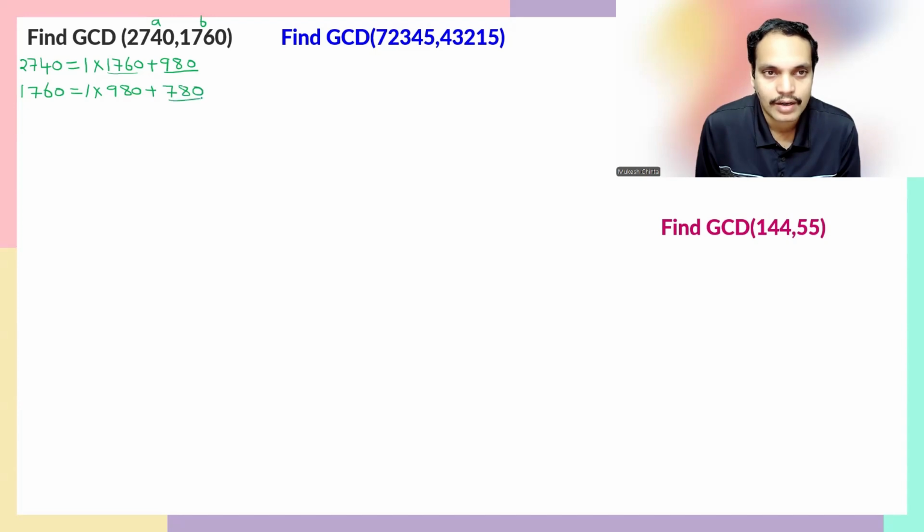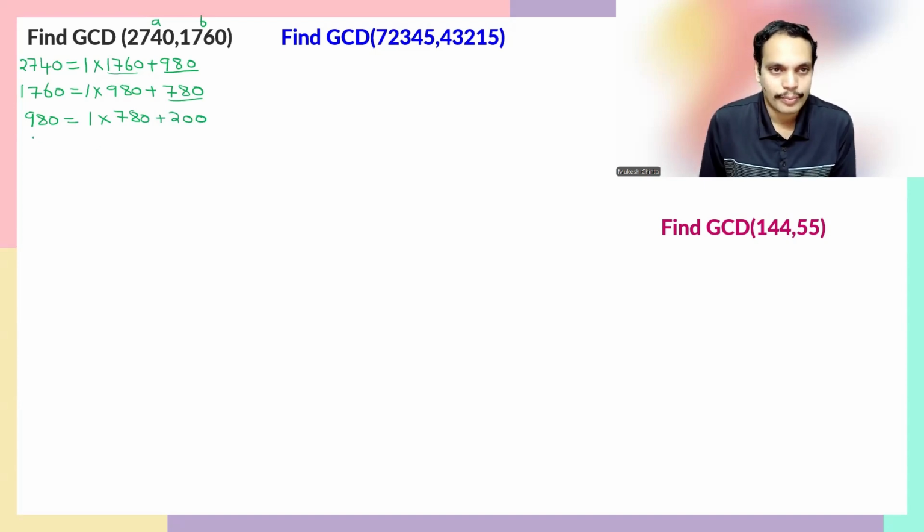You get 780 as the remainder. You have to continue the same process because you are getting a non-zero remainder here. The next thing I do is write 980 is equal to 1 into 780 plus 200. Once again, I got a non-zero remainder. So I keep continuing the process.